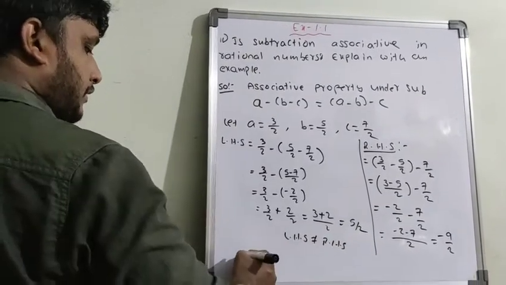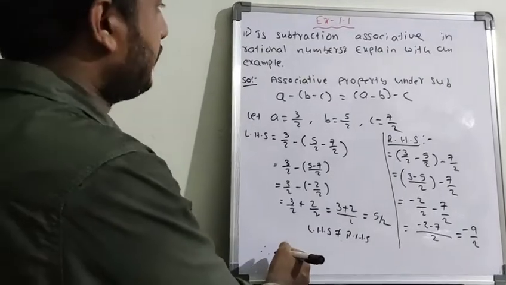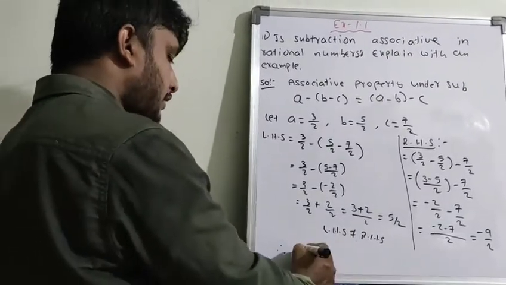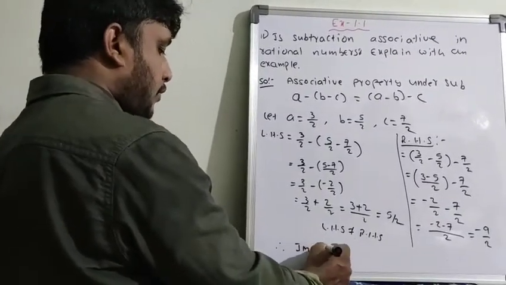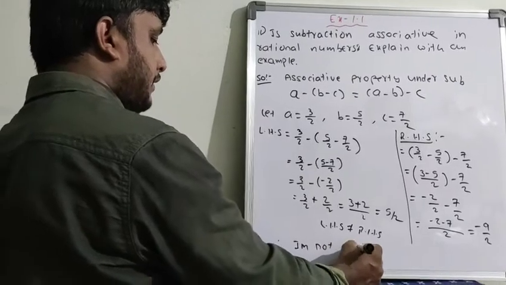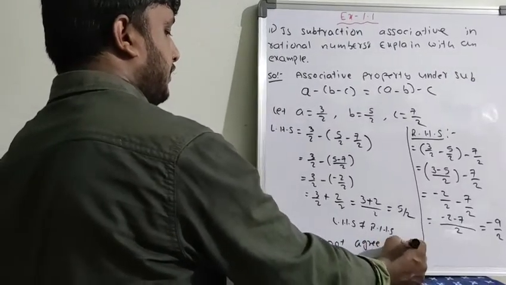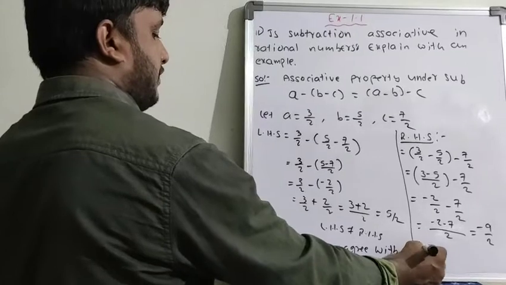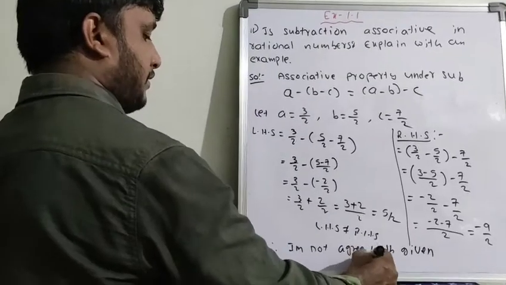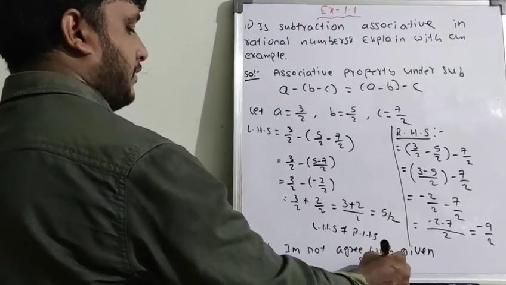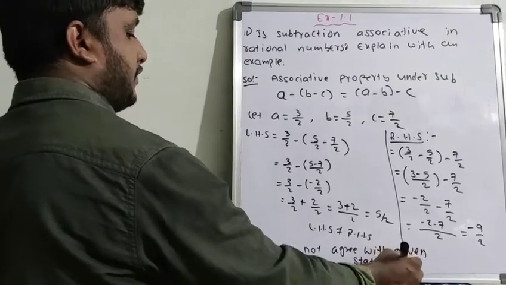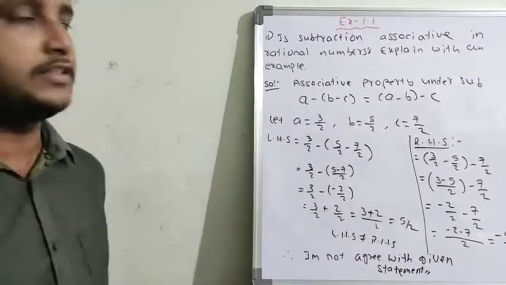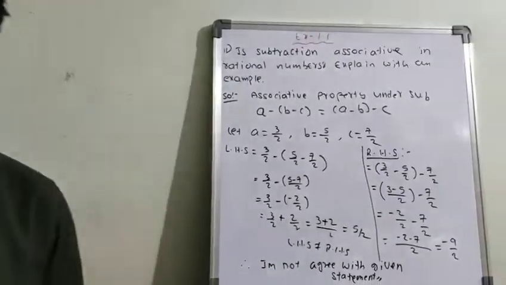So you have to say: is subtraction associative in this case? I do not agree with the given statement. Okay, this is the way you have to do it. You have to take your own examples and verify.